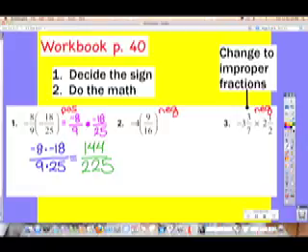Tyler, do you have it yet? What is it? 16/25. Do you guys agree with him? All right, 16/25. Good job, Tyler.